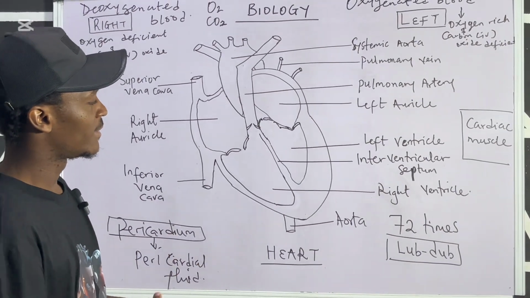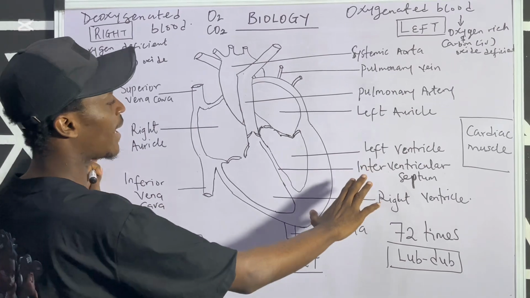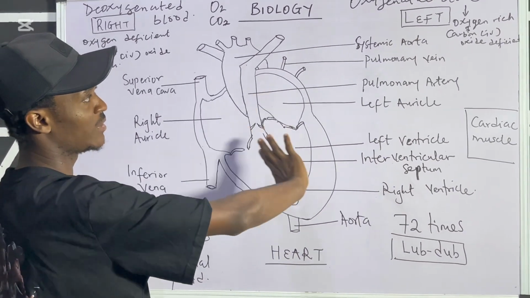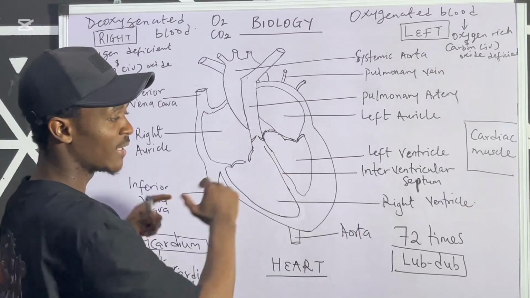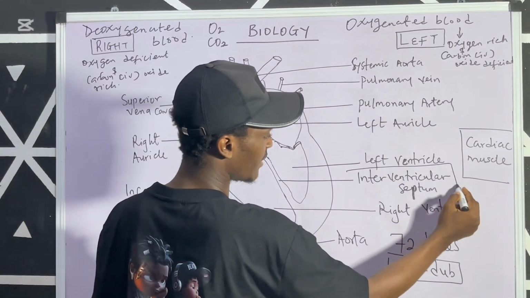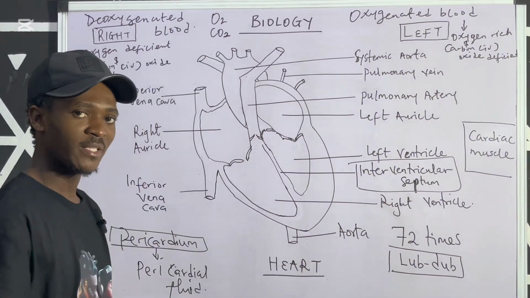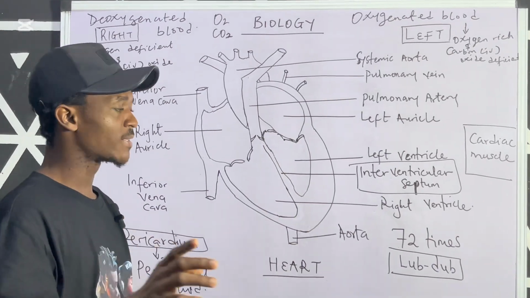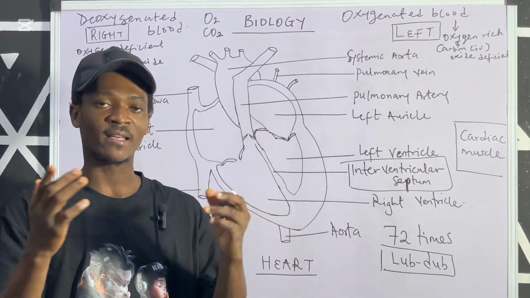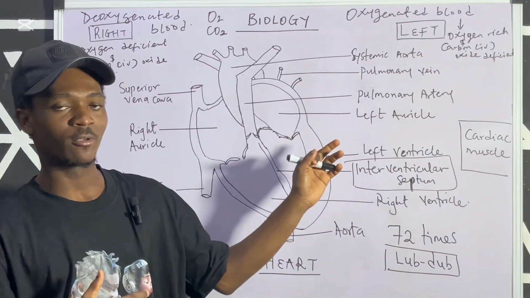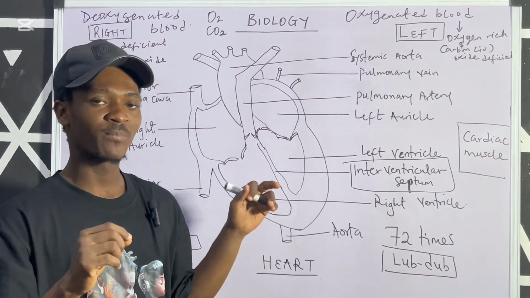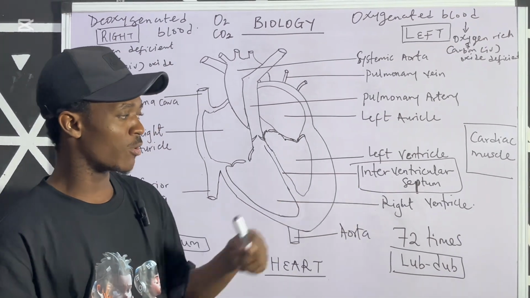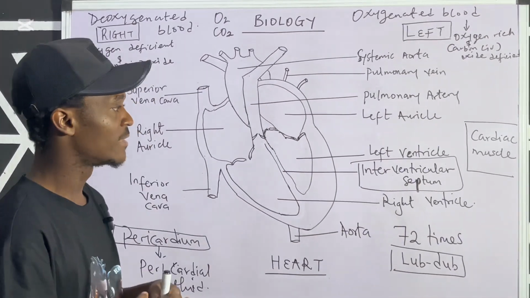Then, like I said, looking at the heart, we have the left and the right. There is something that separates the heart into the left and right parts, and it is called the interventricular septum. What this septum helps to do is that it does not bring about interaction between oxygenated blood and deoxygenated blood, meaning it does not allow the mixing of both bloods. So that's the work of the interventricular septum.